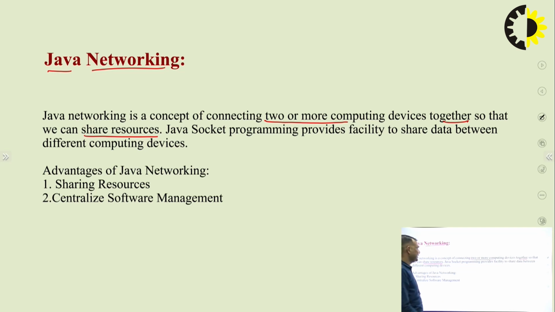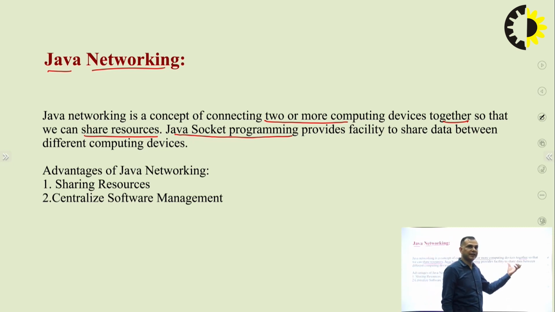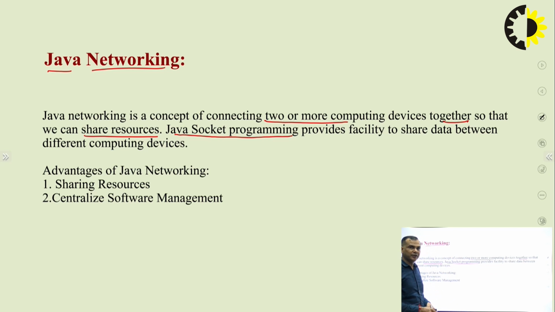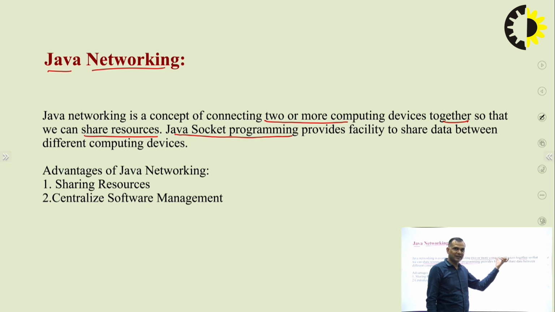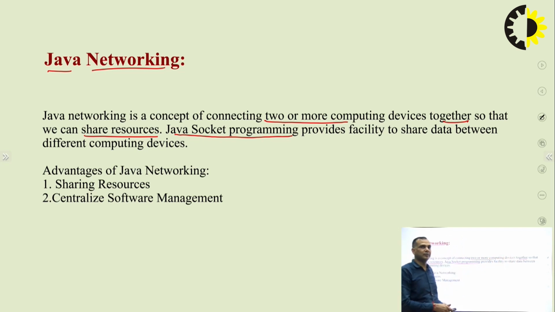और जावा नेटवर्किंग के अंदर हम किसका यूज करते हैं? We use Java socket programming to provide the facility to share the data between different computing devices. Okay, so in Java networking we have two or more computing devices that are connected together so that we can share the resources. And for sharing the resources we use socket programming. With the help of socket programming we can exchange the data.